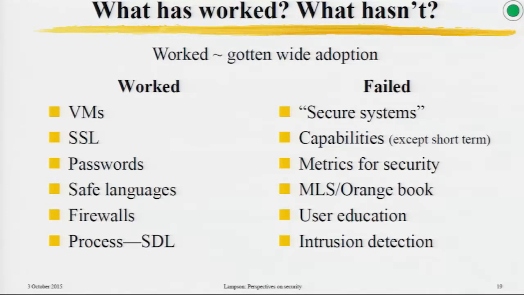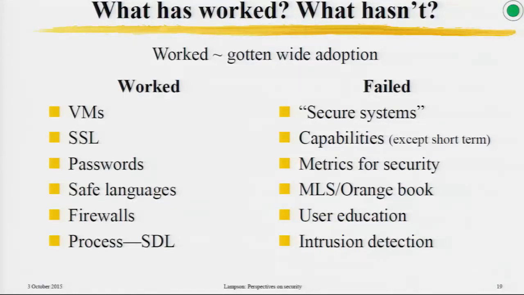Okay, so what's worked and what hasn't worked? And the definition of worked here is gotten wide adoption. I'm sure we're now back in low Earth orbit. We're not in the airplane anymore. Things that have worked: virtual machines, SSL, passwords, safe languages, firewalls, and process has worked pretty well. Microsoft, for example, in the so-called security development lifecycle, has sunk probably a couple of billion dollars over the last 10 or 15 years into process, and it's been pretty successful. The goal of it was to keep us off the front page of the Times, and it succeeded. Nowadays, the OPM and Target are on the front page of the Times, not us.